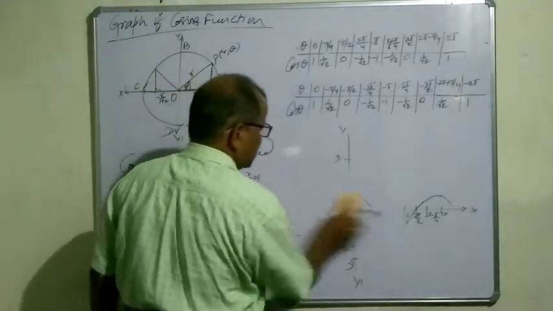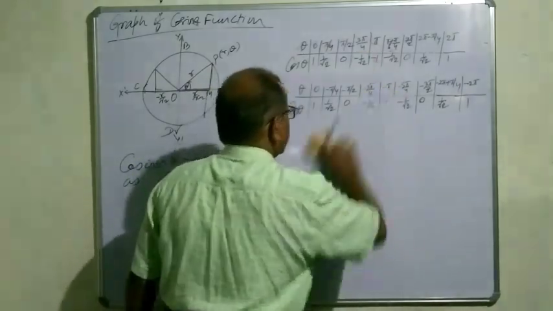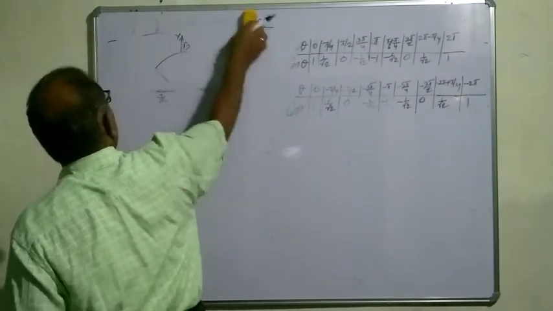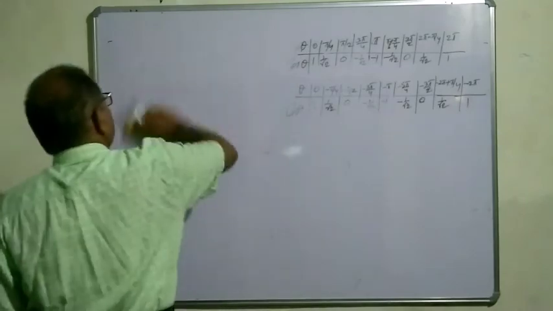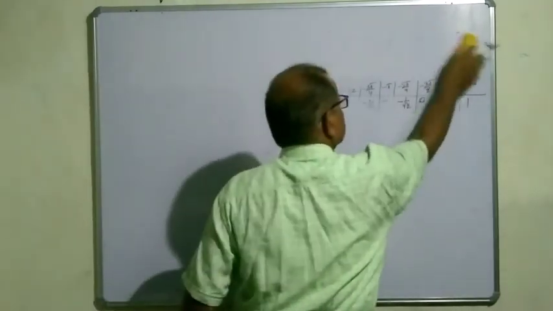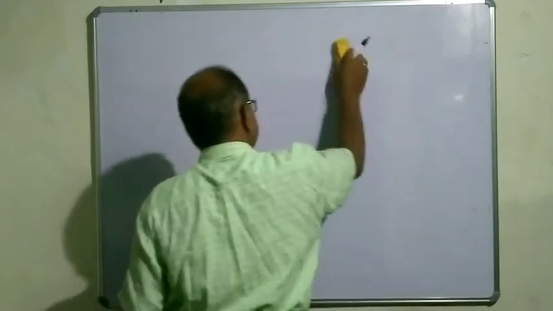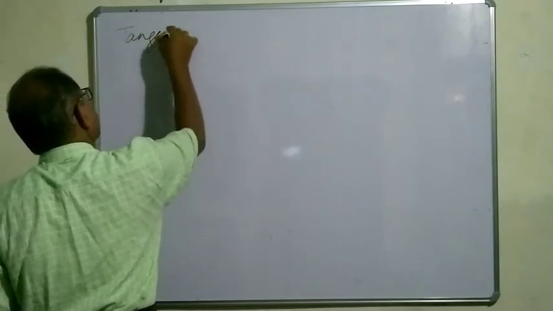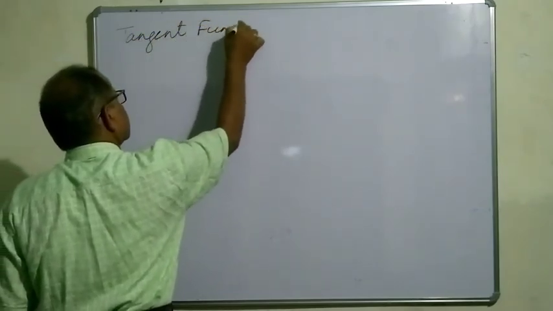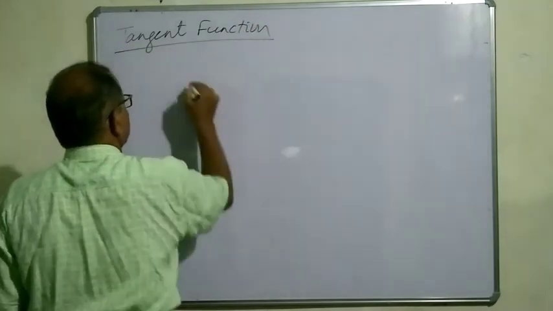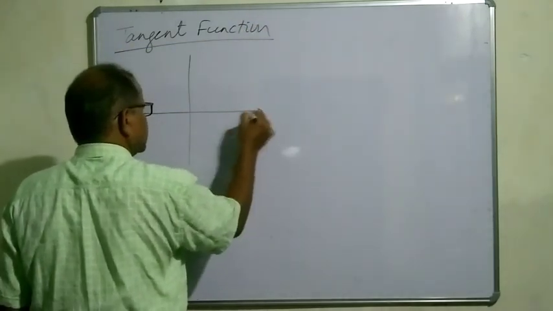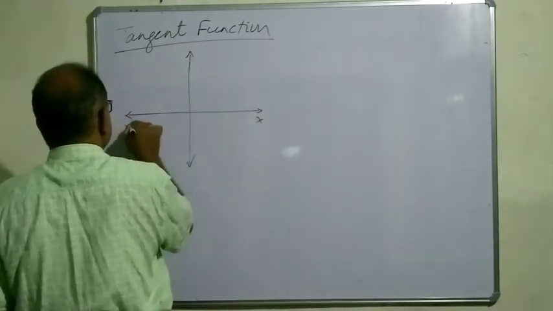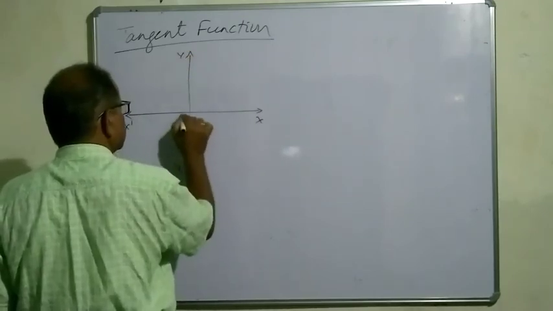Let us discuss the other trigonometric functions like the tangent function and cotangent function. First we will discuss the tangent function. Yes, this is our coordinate axis, x dash, y dash. This is the origin.